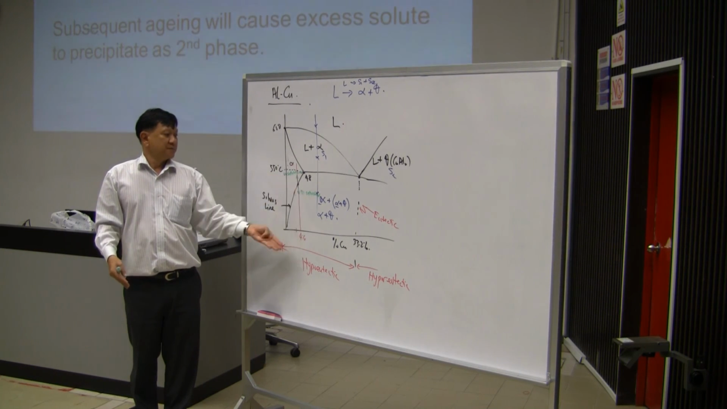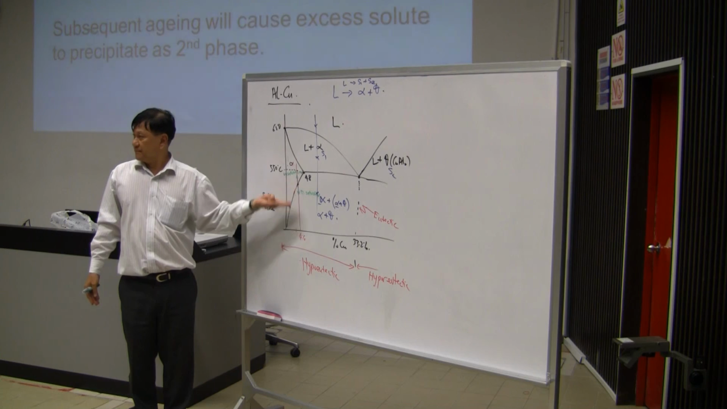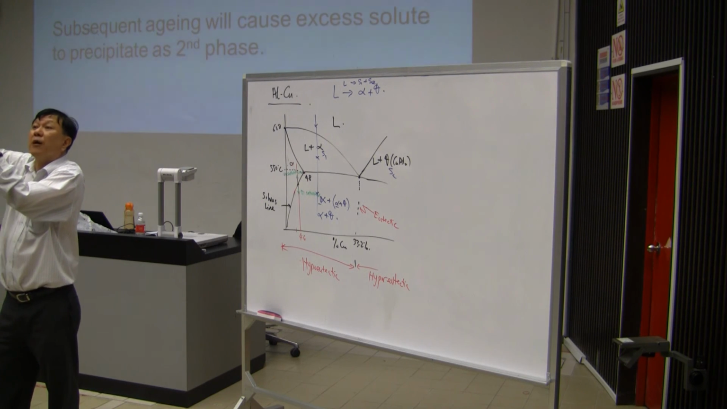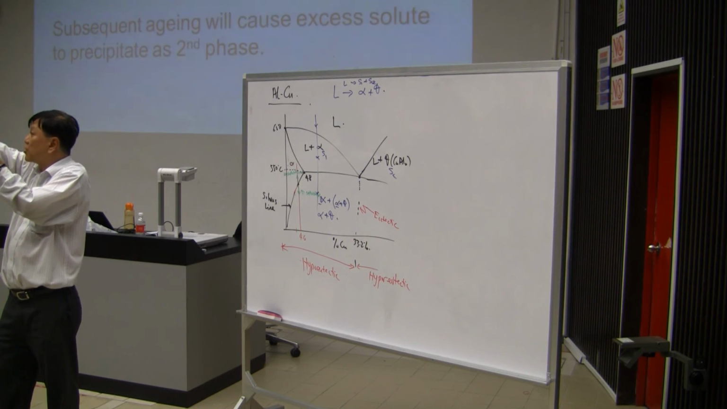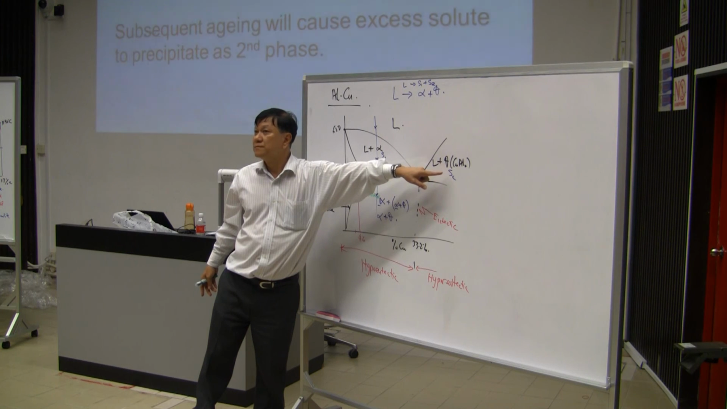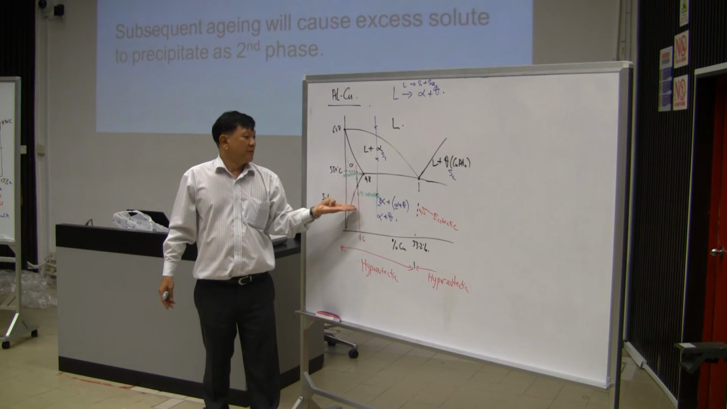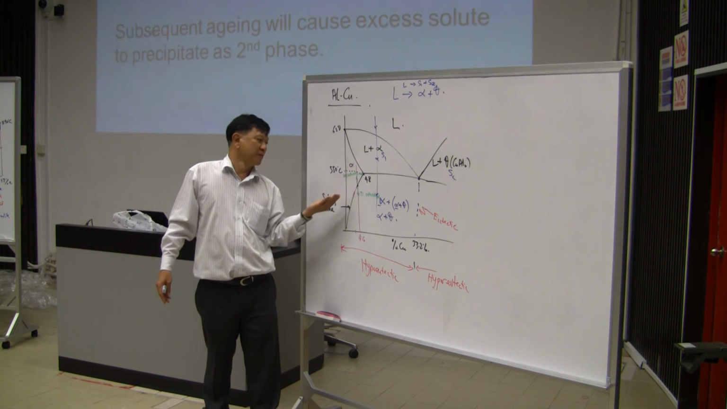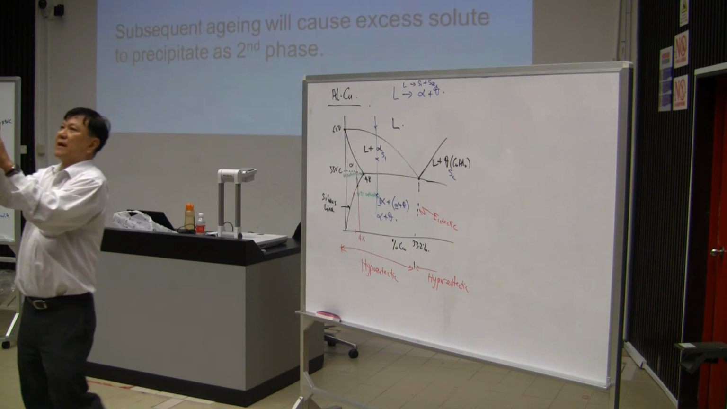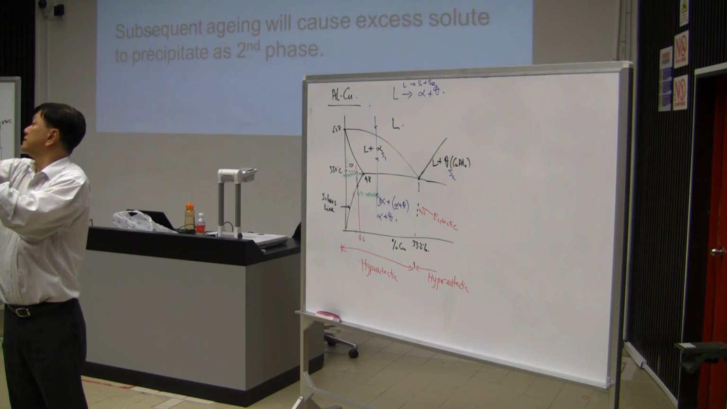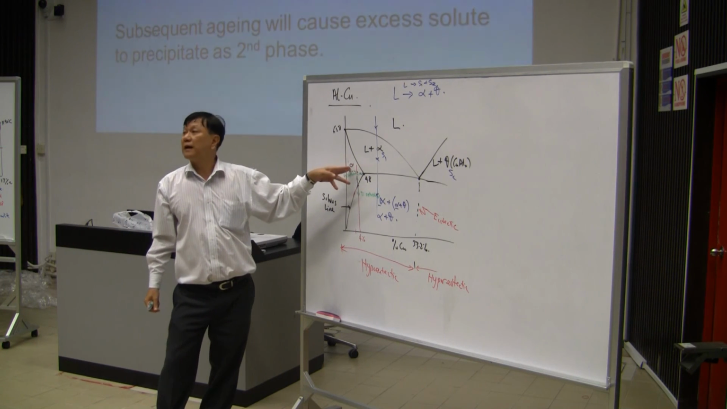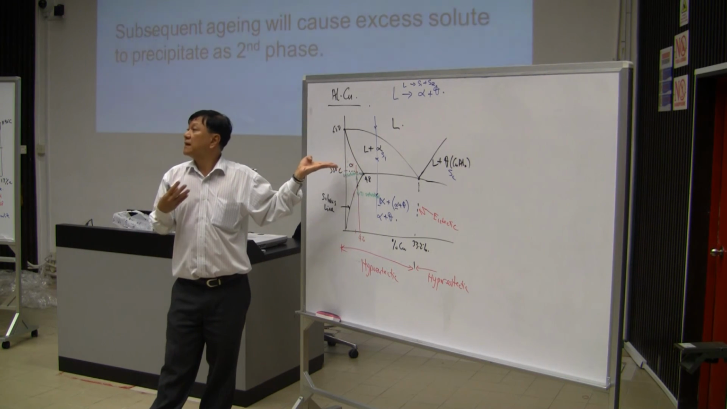I repeat it again. Below here, my alpha is saturated. When it is saturated, any excess copper has to come out. It will not come out as pure copper, it will come out as theta, which is the compound. Now when I heat it up above this solvus line, it becomes unsaturated. So the copper can dissolve into the solid solution. Up here I only have alpha, but my alpha is unsaturated.